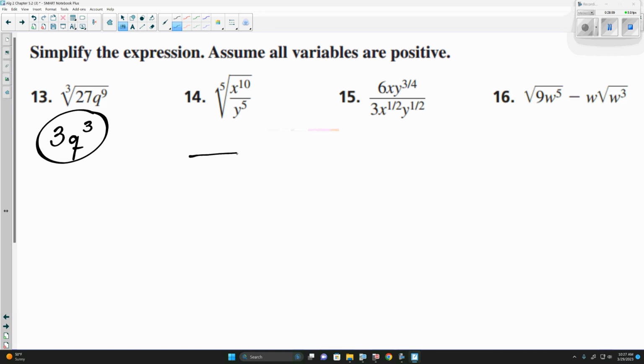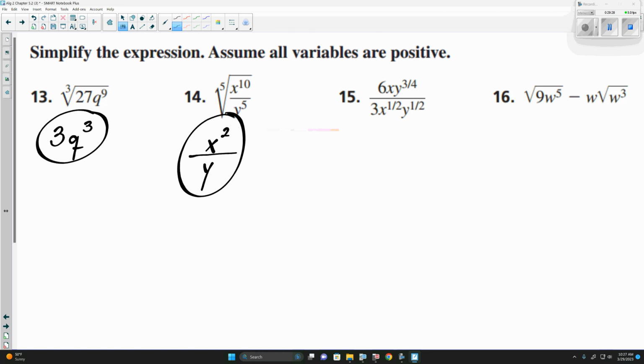Now for this one here, we can still split it up into the top and bottom, but we're looking at groups of 5 that we're going to take out. How many groups of 5 x's can we take away from x to the 10th? 2. So it'd be x squared on top. How many groups of 5 y's can we take away from y to the 5th? 1.